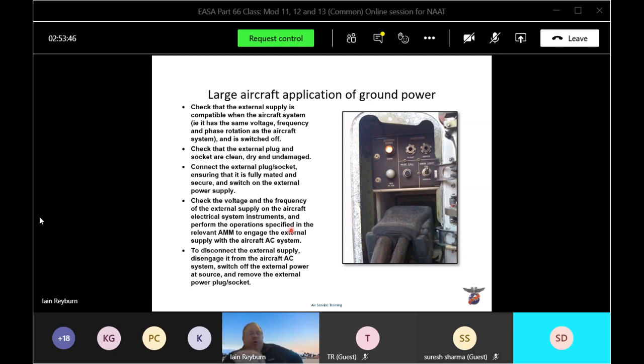With large aircraft, somebody should be in the cockpit looking at the power, either on the voltmeter or the power page of the ECAM or ECAS system, making sure that it's the correct voltage and the correct frequency coming onto the aircraft. And then when you finish, switch everything off.